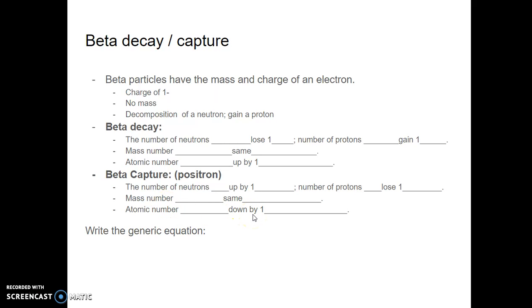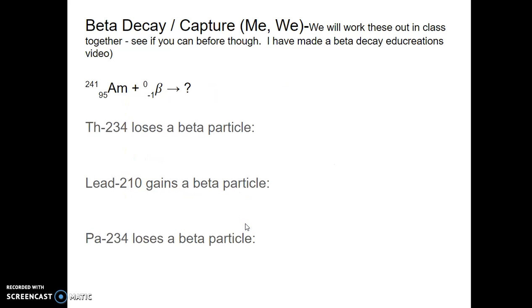So we'll write the generic equation for this. And then it's just a matter of asking, is it on the reactant side or is it on the product side? If it's going through decay, it's on the product side. If it's beta capture, it's on the reactant side, and then it's just filling them out. So in this example right here, it's a beta particle capture. This would be a beta particle decay, so it's going to be on the product side.